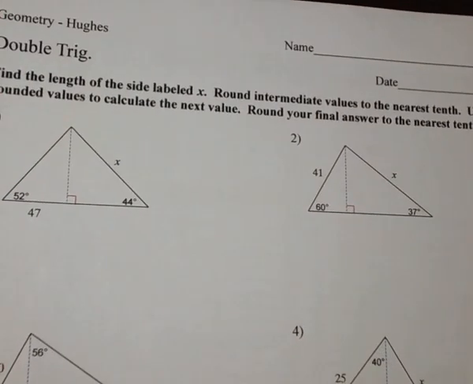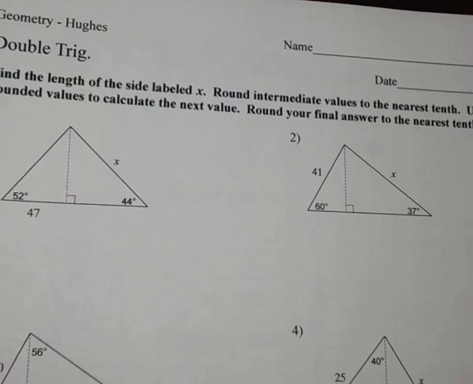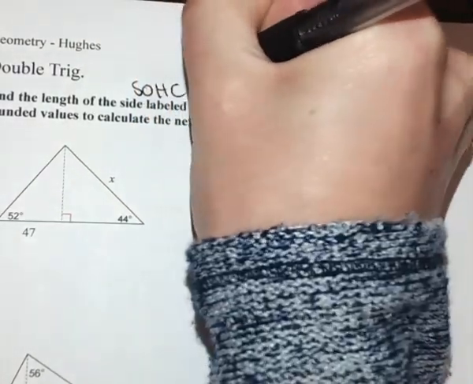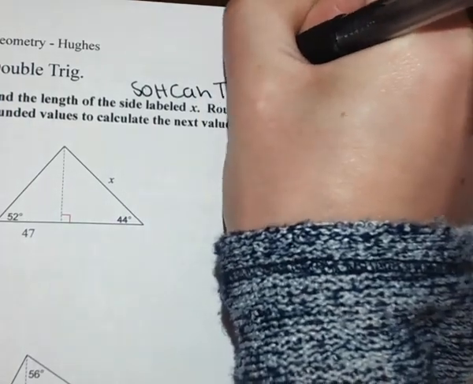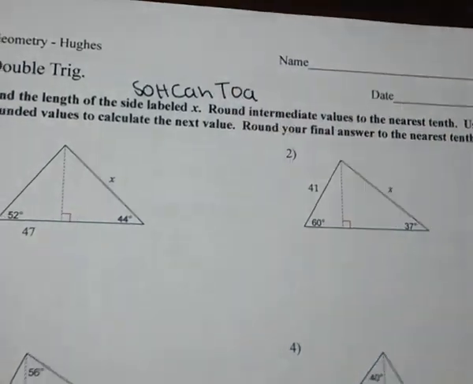Radian's another angle measurement, kind of like inches to centimeters, radians to degrees, but we only look at degrees, we don't look at the radians. So double trig is using our sine, cosine, tangent, so of course we want to have our SOHCAHTOA written at the top of our paper so we don't forget the three trig functions.